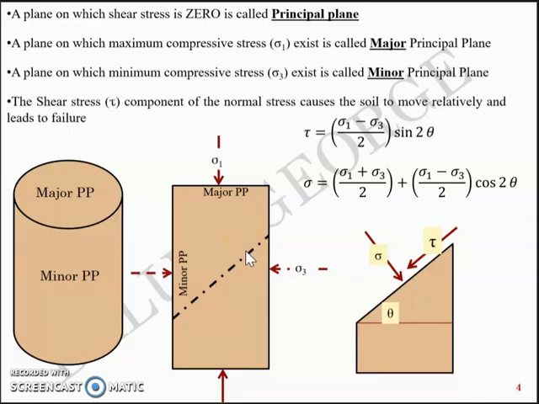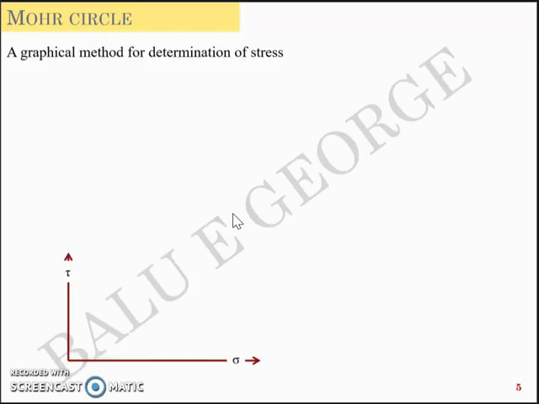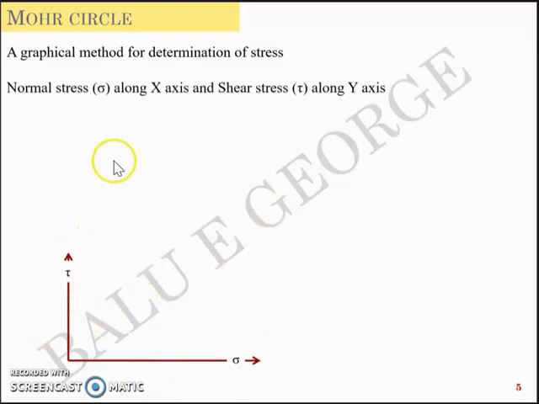We'll move to Mohr Circle. Now, Mohr Circle is the same thing that you might be familiar with in your strength of materials classes. The same thing gets applied to soil mechanics when you talk about the shear strength of soil. Mohr Circle, nonetheless, is a graphical method for determination of stresses, as you would probably be knowing. You have the normal stress sigma plotted against the shear stress tau. The normal stress is along the x-axis and the shear stress is along the y-axis.